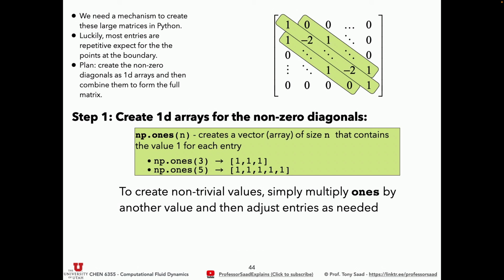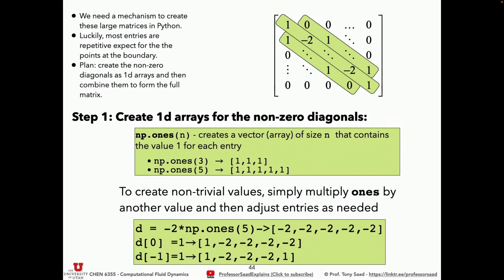To create the non-trivial values, simply multiply numpy.ones by whatever value you want. Okay, so if you want the -2, you simply say, my main diagonal is -2 times numpy.ones of size 5. It's going to be -2, -2, -2, -2, -2. Okay. Then you go and fix the first and last values.